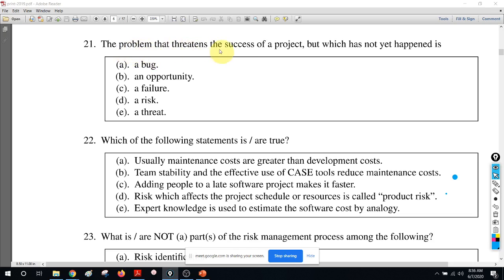The problem that threatens the success of a project but which has not yet happened is called what? Those possible bad things are called risk. We just discussed that in our last slides. Okay, it's called a risk. My answer is D. Yes, answer is D. 22.